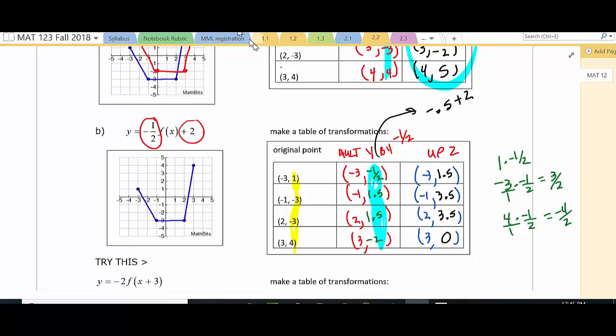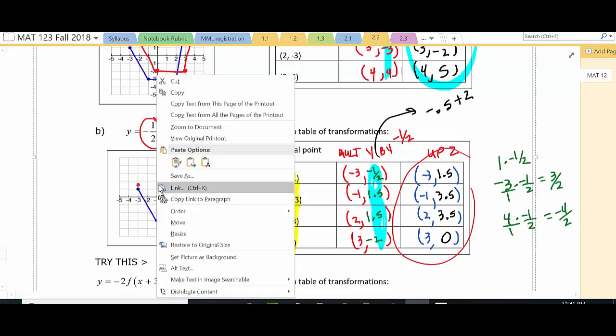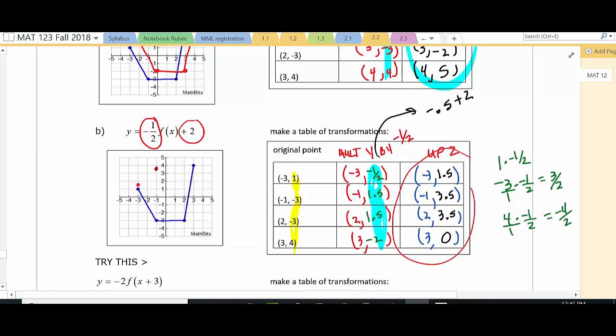Okay, so it looks like we have -3, 1.5, so that's there. -1, 1.5. No, -1, 3.5. Oops. So second point's -1, 3.5. So it's up there. And then over 2 up 3.5, and then 3, 0. Okay, so if you connect those points, it goes like that.